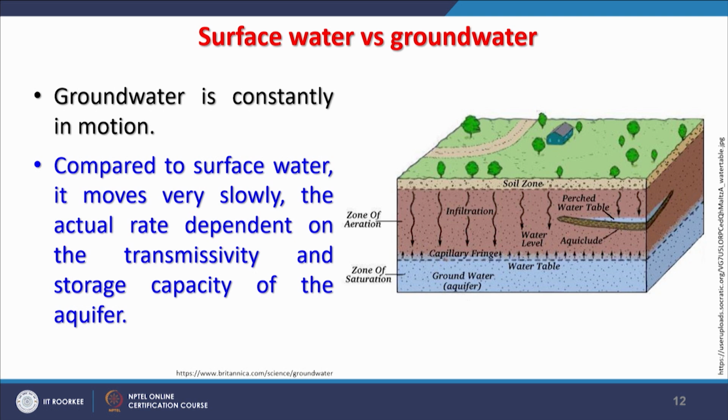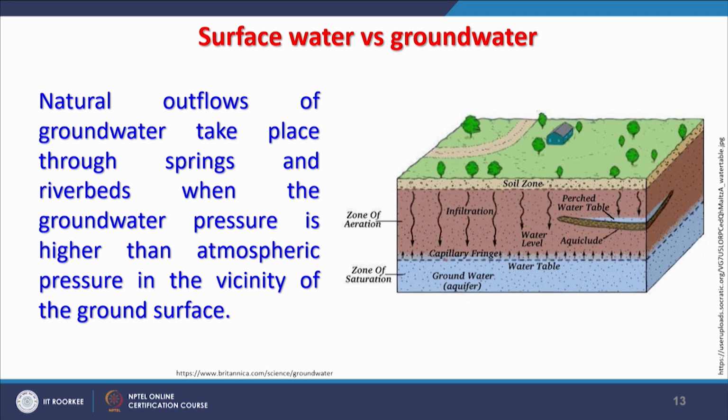Like we know, compared to surface water, groundwater moves relatively very slowly, and its actual rate depends on, as I have said, the transmissivity and storage capacity of the aquifer. So, when these things are satisfied, we may have a little faster movement of groundwater. But generally in hard rock terrain, it moves quite slowly. Quite slowly means, as I have said, maybe 1 meter in 24 hours or even less, depending on the permeability and connectivity in the rocks.